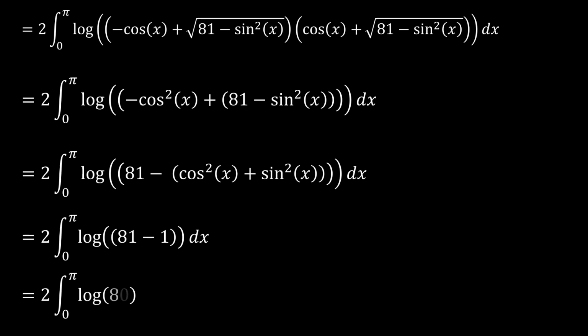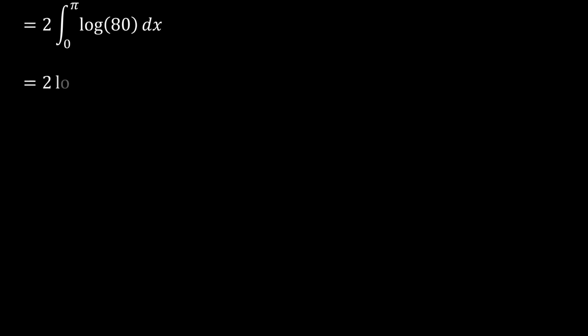And we can now just integrate and say, okay, that is the same as twice the natural log of 80, and then x between 0 and pi. So pi minus 0 is pi, so we have 2 pi times natural log of 80, and that's the answer.